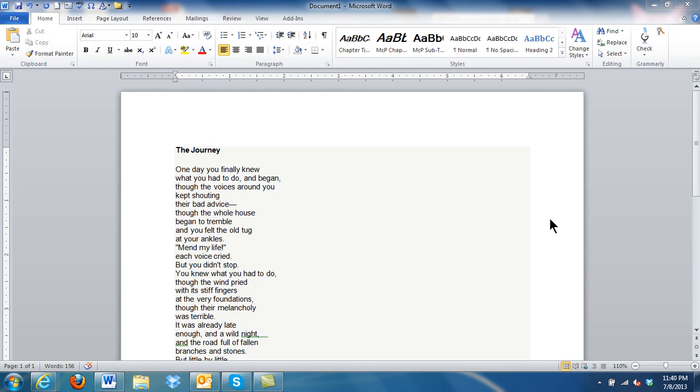Hello, students. I'm going to try something a little bit different to help you get a feel for proofreading and for reading for punctuation. This is a strategy that you can use in your own writing to be able to determine where sentences begin and end. And I'm going to do this with a poem.